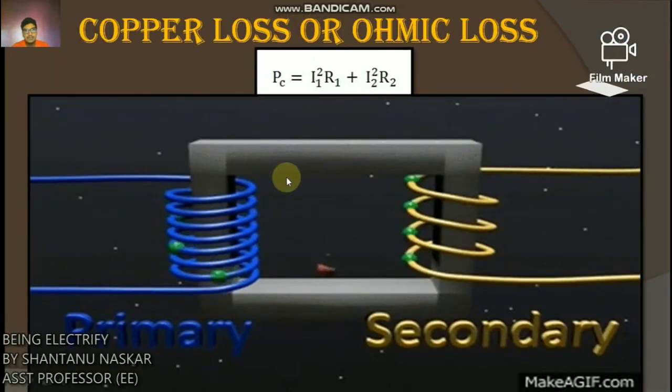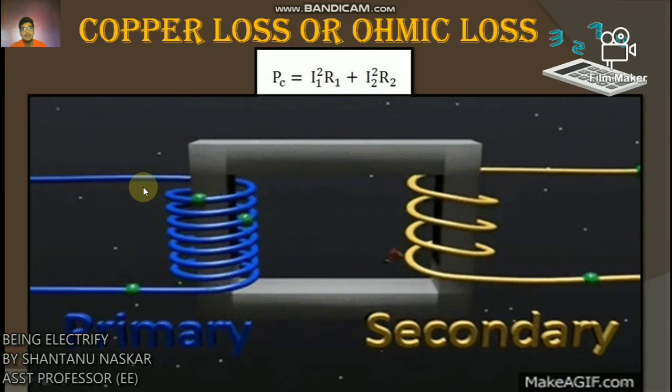Now we will discuss copper loss or ohmic loss. About eddy current loss and hysteresis loss, I will discuss them last, because eddy current loss and hysteresis loss are the most important losses to discuss in a transformer. Now I will discuss the copper loss or ohmic loss.